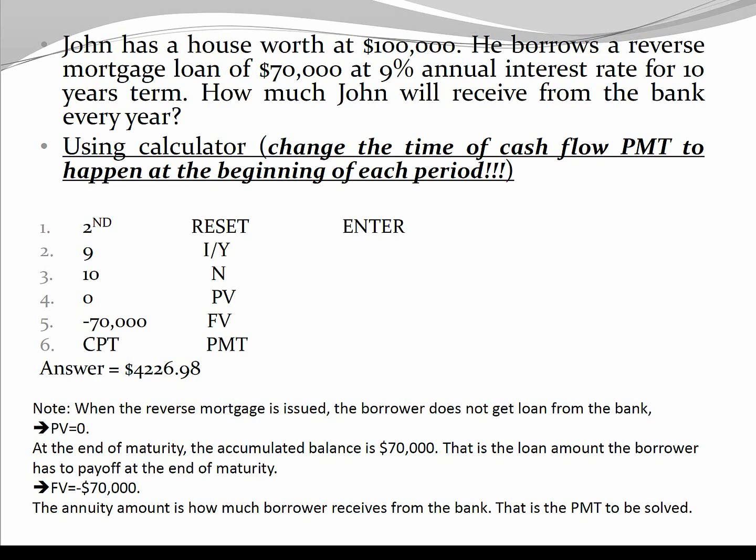So the answer will be $4,226.98. So we have to note, when the reverse mortgage is issued, the borrower does not get a loan from the bank. That's why present value equals 0. At the end of the maturity, the accumulated balance is $70,000, which is the loan amount the borrower has to pay off at the end of the maturity. So future value will be negative $70,000. So this annuity amount will be how much the borrower receives from the bank. That is the period payment to be solved.